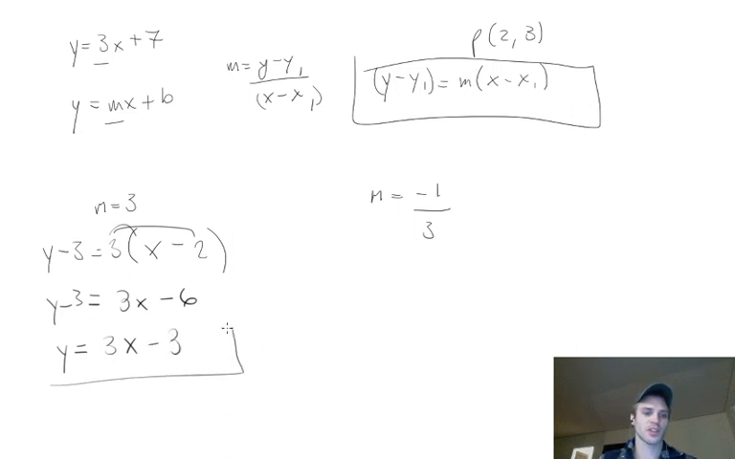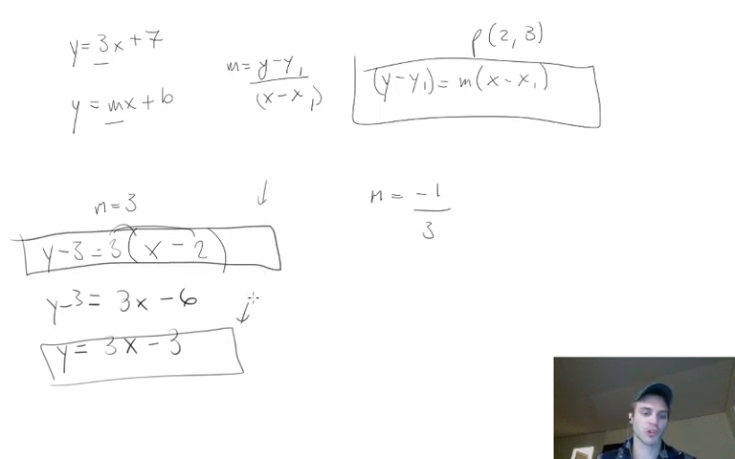So this is the same thing. These are both equations of a line. This one is the point slope, this is the slope intercept. So whichever one they want you to report, that's the one you're going to report.